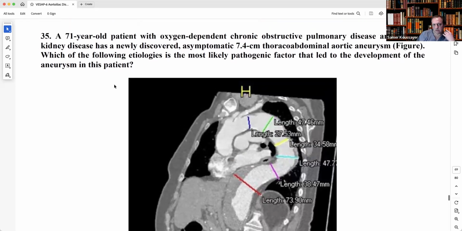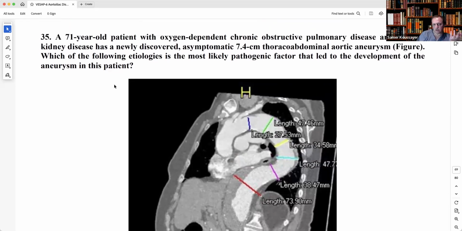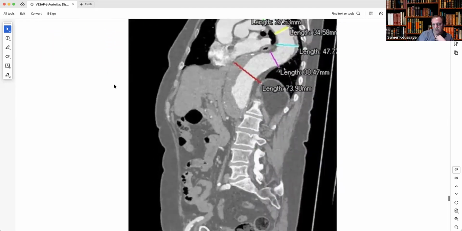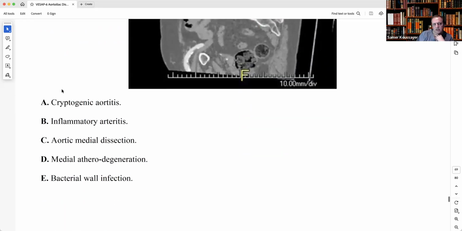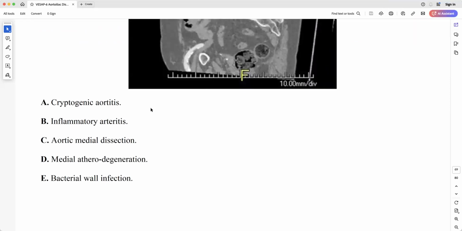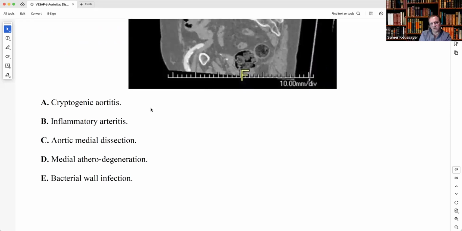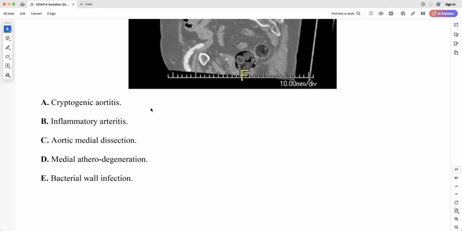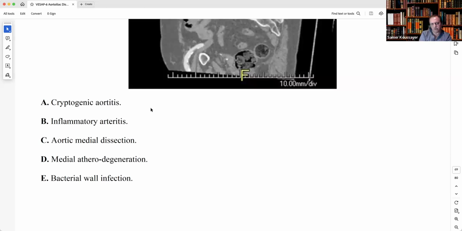Because something you think is too easy to answer, you pick the wrong answer. But it's very simple. So let's see what they're saying here. Let's go one by one. The cryptogenic aortitis? He's 70. If it were aortitis, he would have it much younger than this, correct? I don't think it's aortitis or arthritis. The first two will not be the right one.